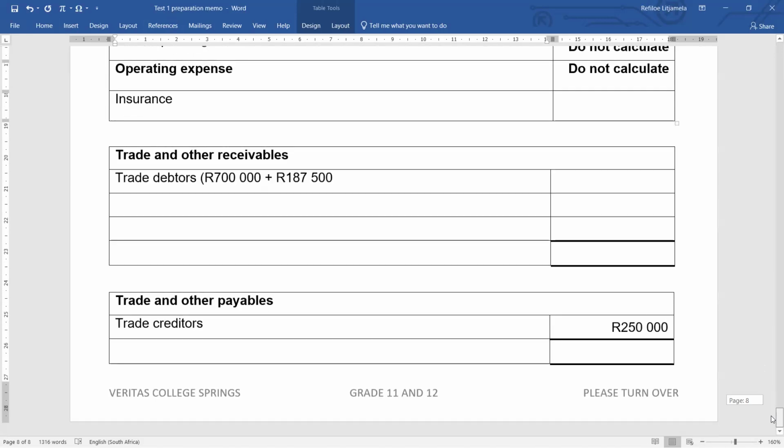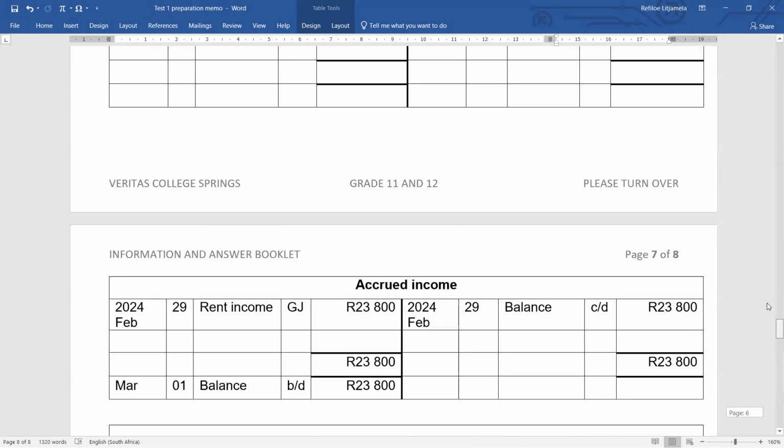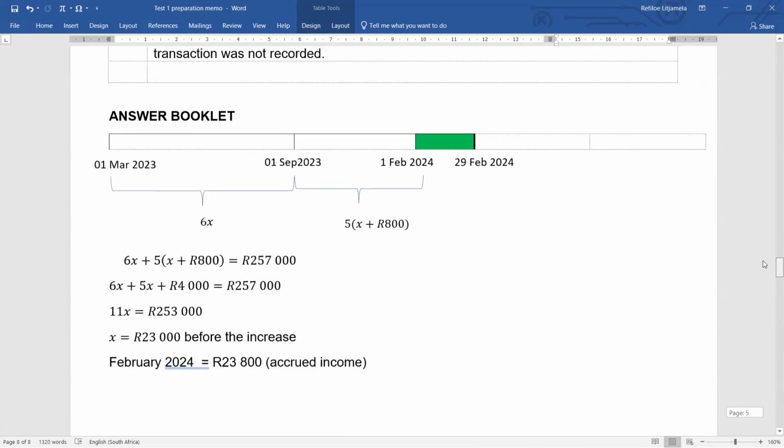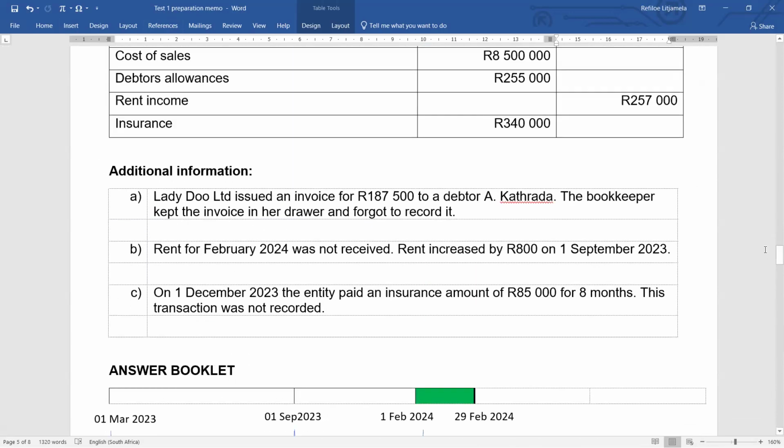Then I'm going to go to trade and other receivables. Here I will include accrued income again because it's an asset, and it will be 23,800. And just leave it there. All right. I'm done basically with rent income. Now I'm going to go to the last one. It says that on the 1st of December 2023, the entity paid an insurance amount of 85,000 for 8 months.